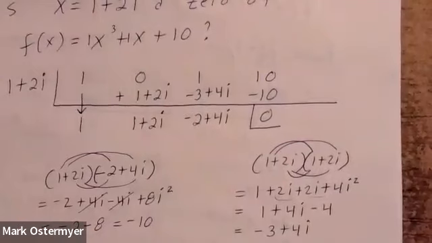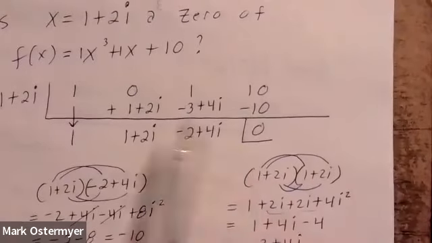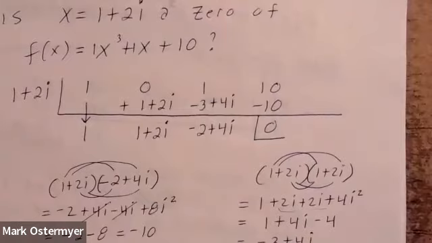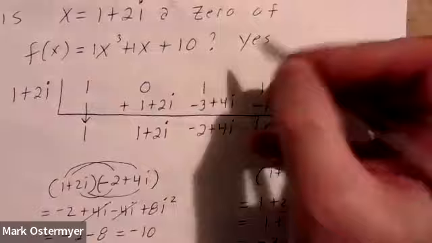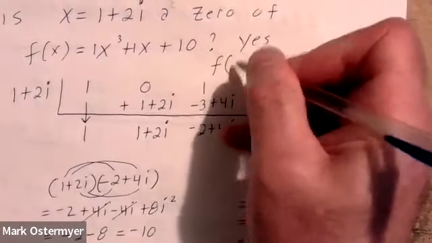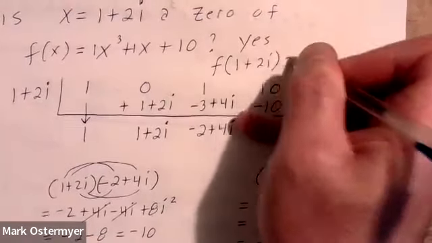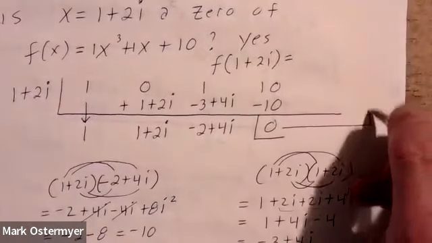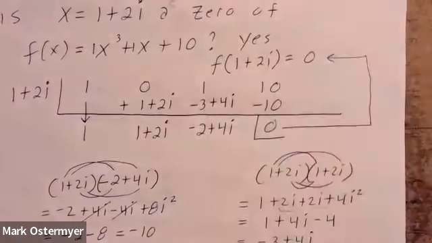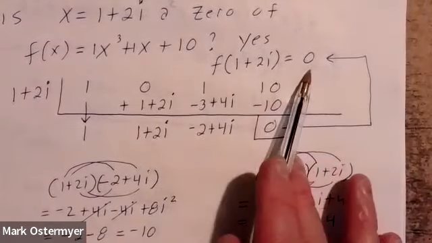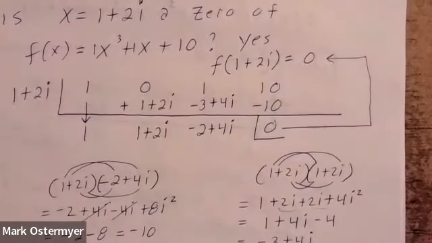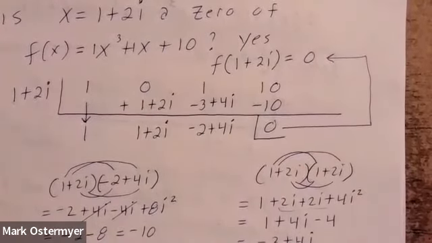Ladies and gentlemen, you be the judge. Is 1 plus 2i a 0 of f of x? Yes or no? Yes, it is. It's a 0 because we got a 0 remainder upon dividing 1 plus 2i into f of x. You can clearly see that if I evaluated my function at 1 plus 2i, according to the remainder theorem, I would get 0 for that result. Any value that sends a function to 0 is a 0. That's why they call them zeros. Okay, so that is a 0.